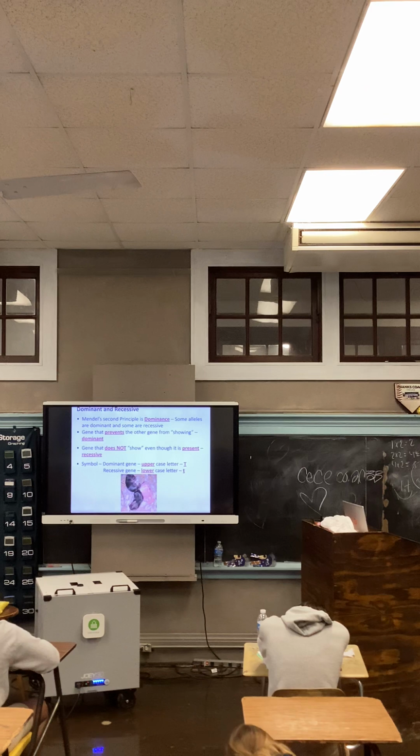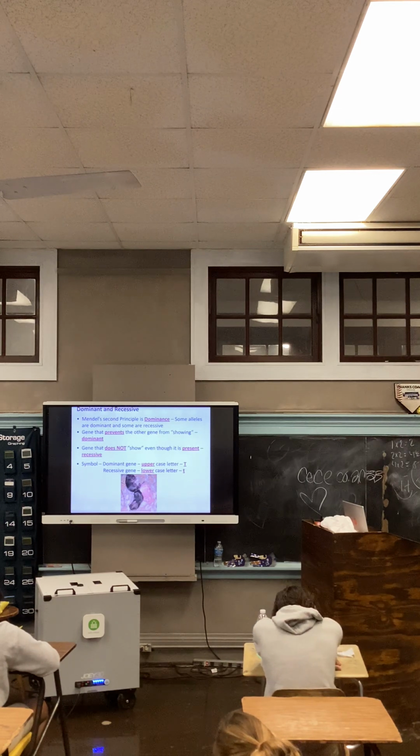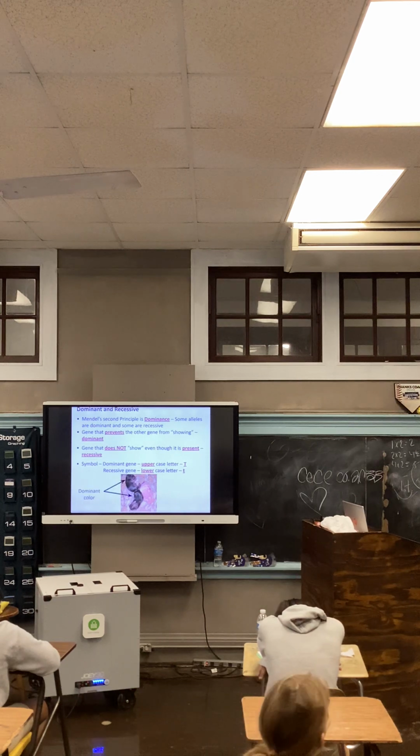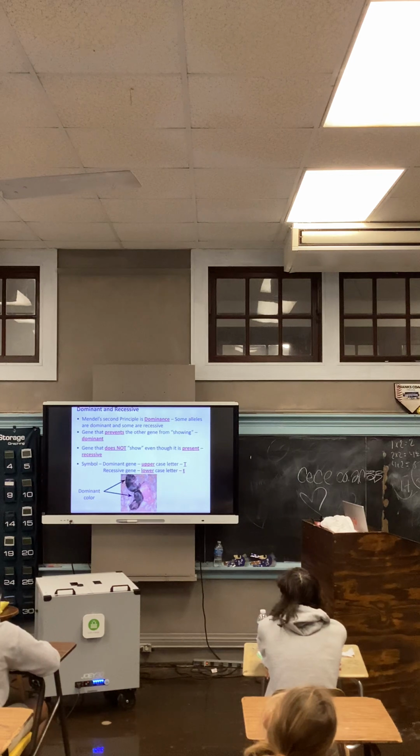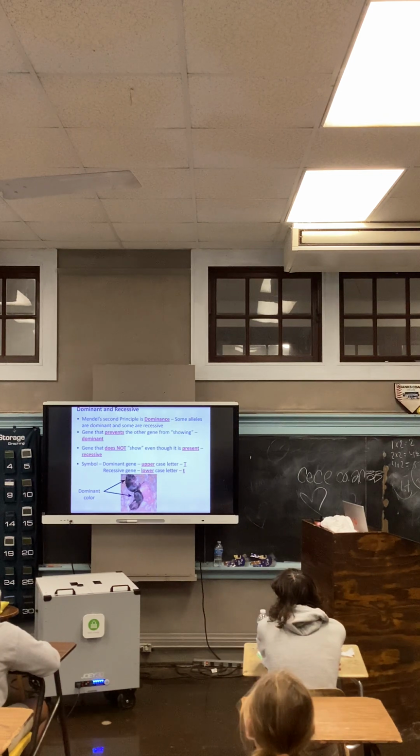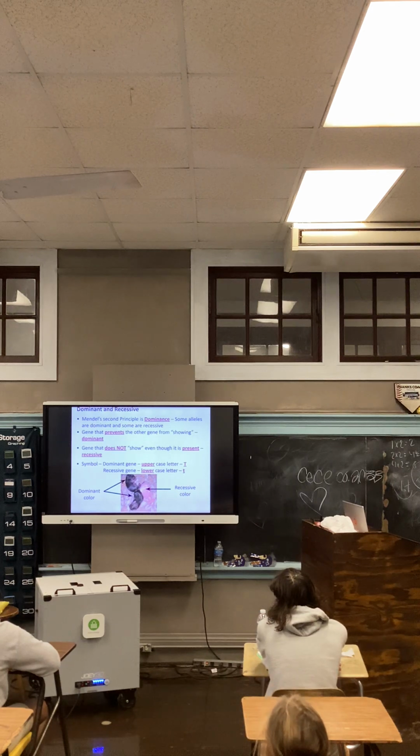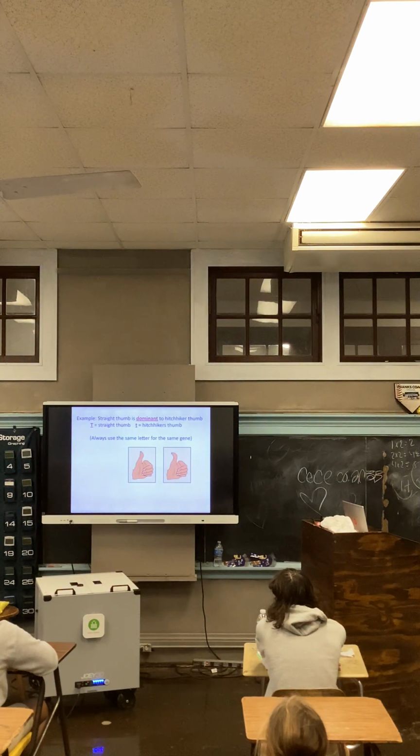Capital letters, lowercase letters. So if I say little t, what is that? Recessive. Okay, good. And this looks like a little litter of puppies right here. The dominant color is the black fur, and then you have the recessive color, which is the pink or the white fur. It looks like white fur, but not all the way growing in, so you can see the skin.